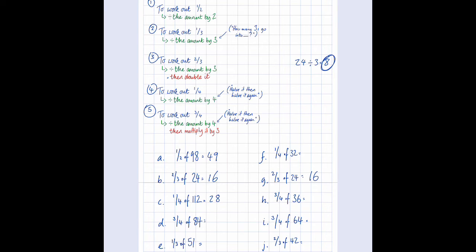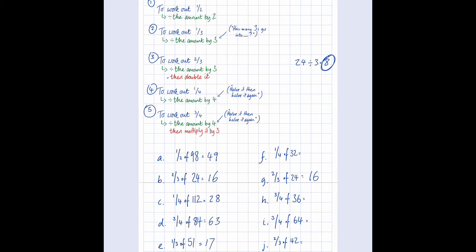3/4 of 84. Okay, so how many 4's go into 84? Or again, I could halve it and then halve it again, which is 21. And then I need to treble 21, which is 63. A third of 51. How many 3's go into 51? 51 divided by 3, 17.